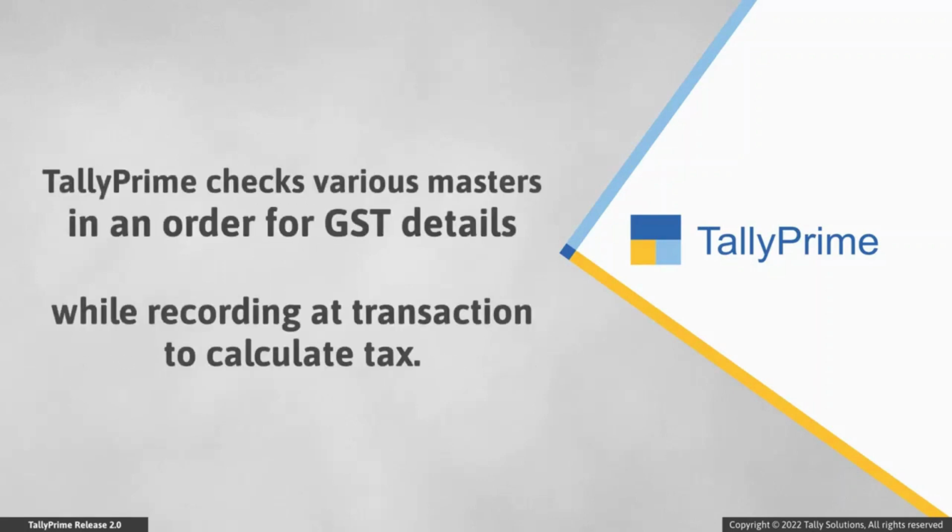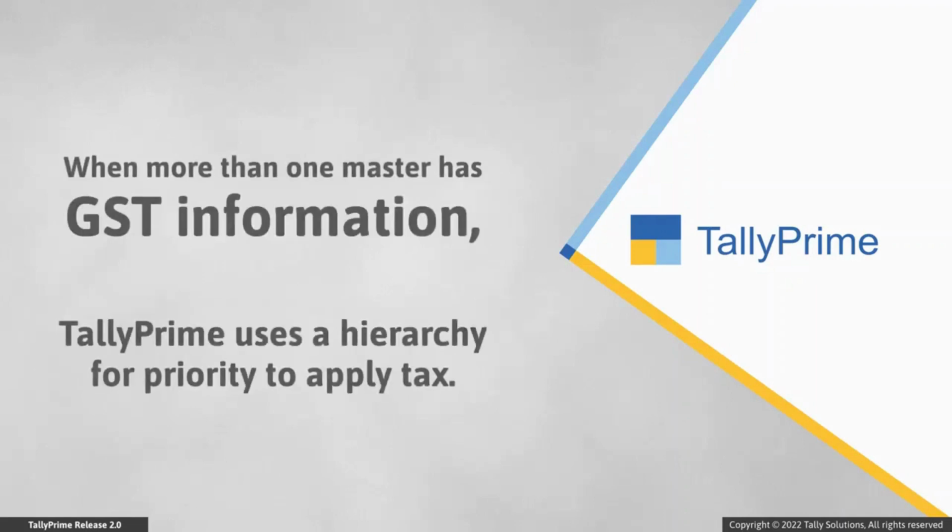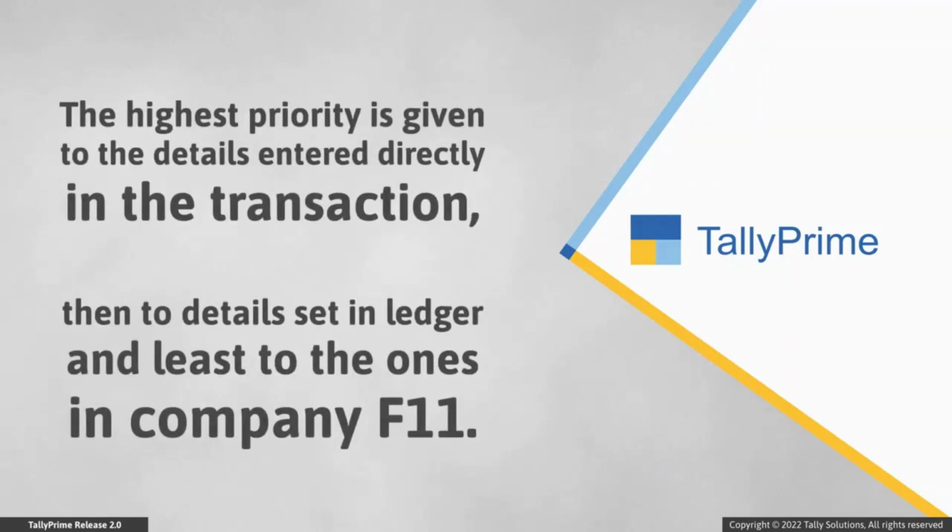TallyPrime checks various masters in an order for GST details to calculate tax in the invoice. When more than one master has the GST information, TallyPrime uses a hierarchy of priority to apply tax. The highest priority is given to the details entered directly in the transaction, then to details set in ledger, and least to the ones in company F11.